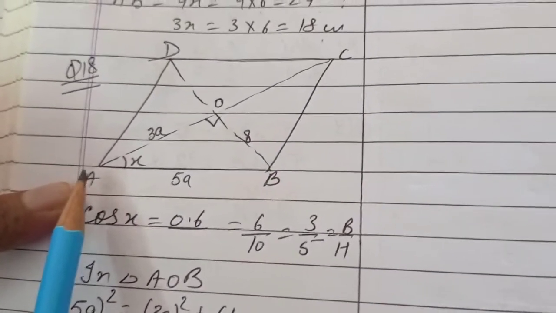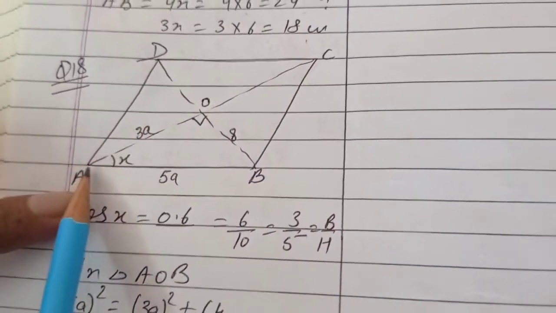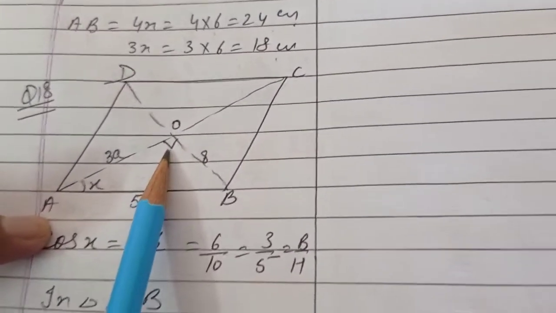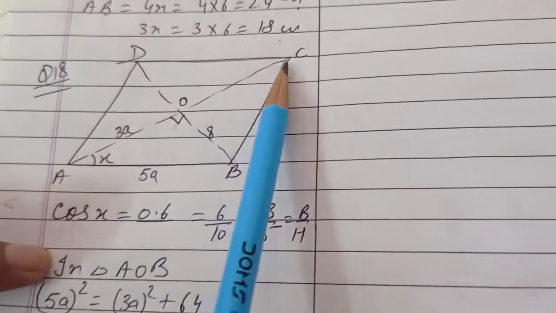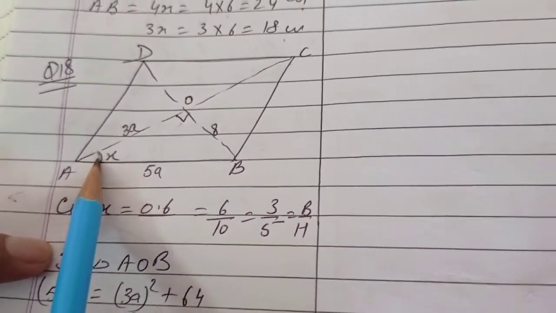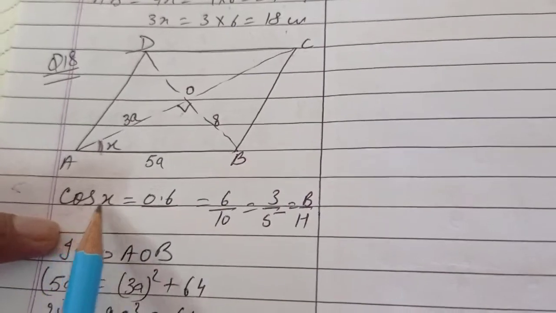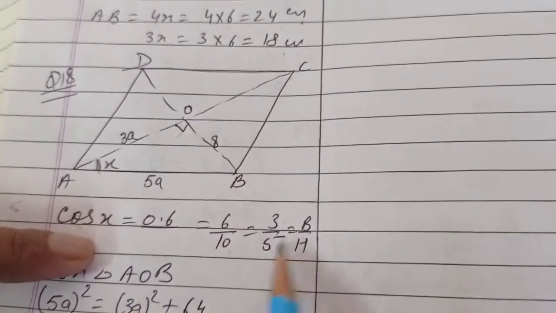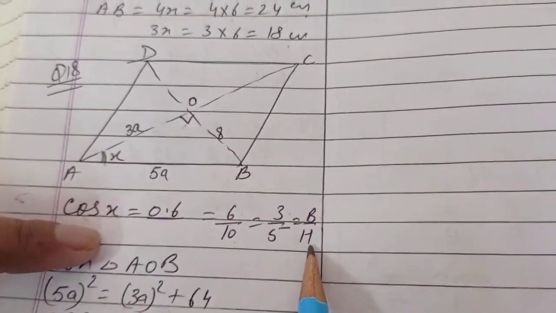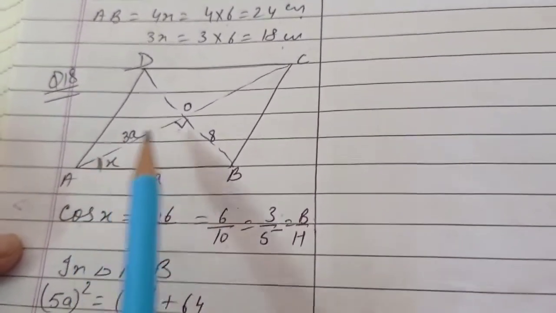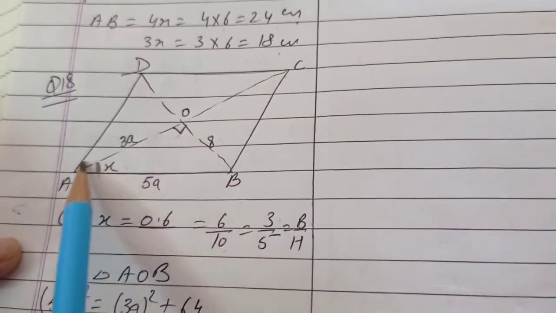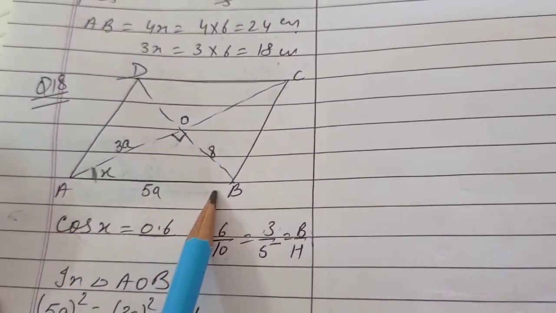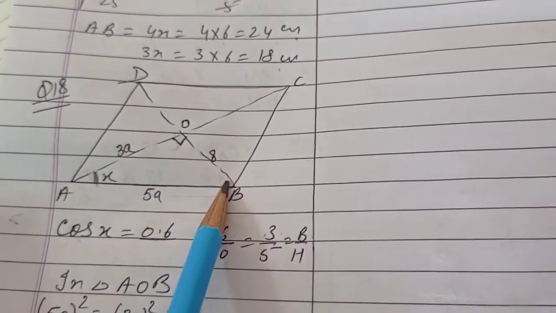Question number 18, you are given a rhombus ABCD. And you know that in a rhombus diagonals bisect at 90 degrees. If cosine of angle CAB, this angle is given, cosine means cos. Cos x is given 0.6, that is 6/10, 3/5. And cos is equal to what? B upon H. Now beta, this angle is mentioned. This is 90 degree, that means this side will be what? 3A. Hypotenuse this side, that will be 5A. And OB is given 8 centimeter.